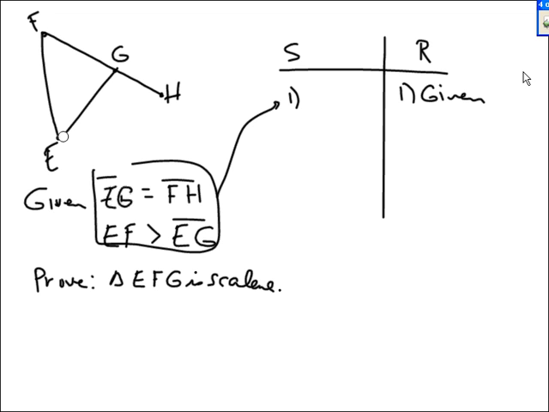That is this length right here. Okay, oh well. You are given that this length and this length are equal. Well, that means FG is smaller than EG.